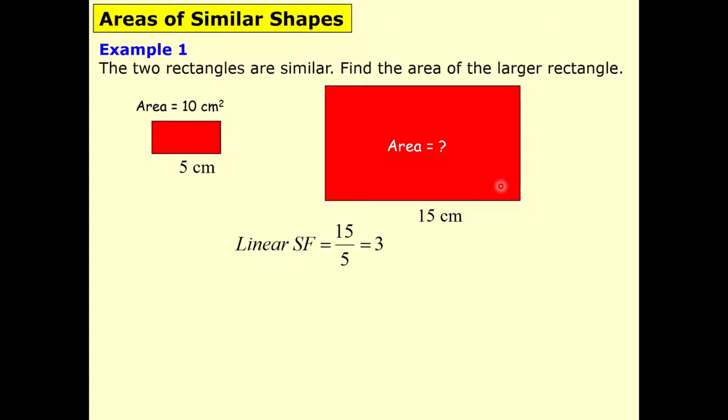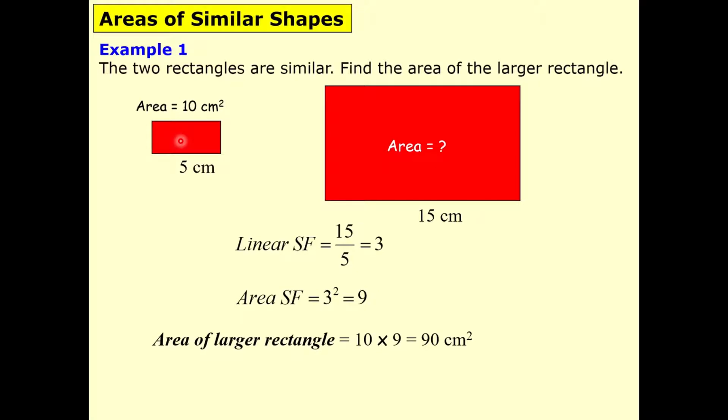But because we're trying to calculate the area, we're going to introduce something called the area scale factor. And to work out the area scale factor, you're going to take your linear scale factor and you're simply going to square it. So 3 squared equals 9. And now we're going to use our area scale factor to enlarge this area of 10 by multiplying. So the area of the larger rectangle is 10, which is a smaller area, times by our area scale factor, which equals 90 squared centimetres.